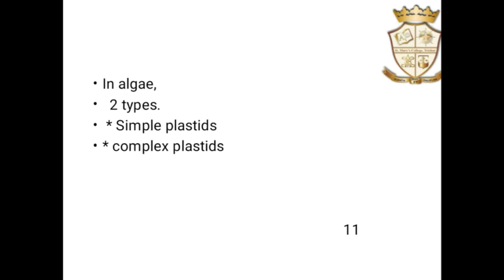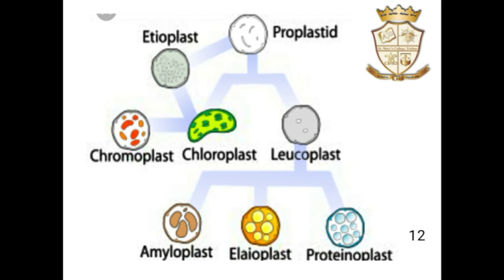In algae, there are two types: simple plastid and complex plastid. The proplastid moves to the etioplast, and the proplastid is further classified into chloroplast and leucoplast. The chromoplast is formed from the chloroplast, and the leucoplast is further classified into three: amyloplast, elaioplast, and proteinoplast.